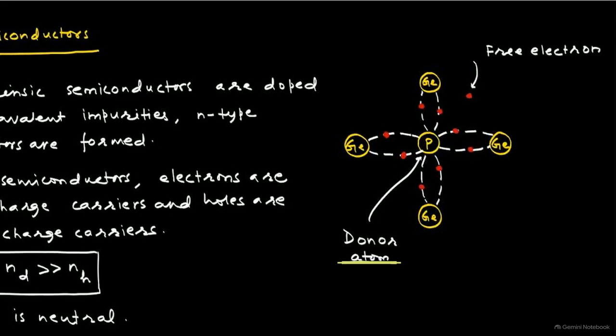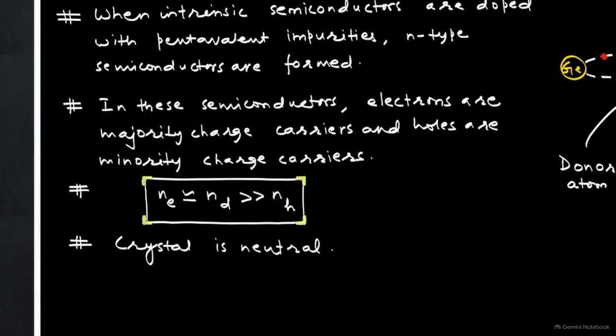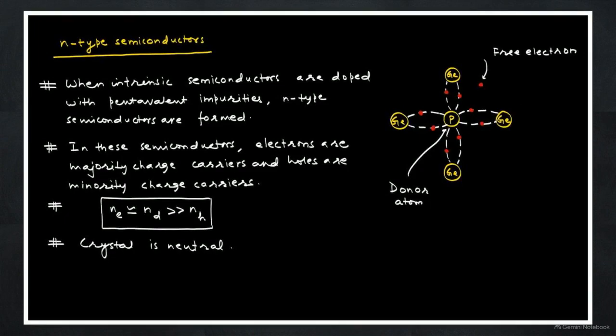Because we control how many we add, electrons become the overwhelming majority charge carriers, vastly outnumbering the holes. This creates an N-type semiconductor. Now, look at the bottom note here. Crystal is neutral. It's easy to assume this material has an overall negative charge because of all those extra free electrons. But remember, the donor atom we added also brought an extra proton in its nucleus to balance that electron out. The crystal itself remains perfectly electrically neutral.